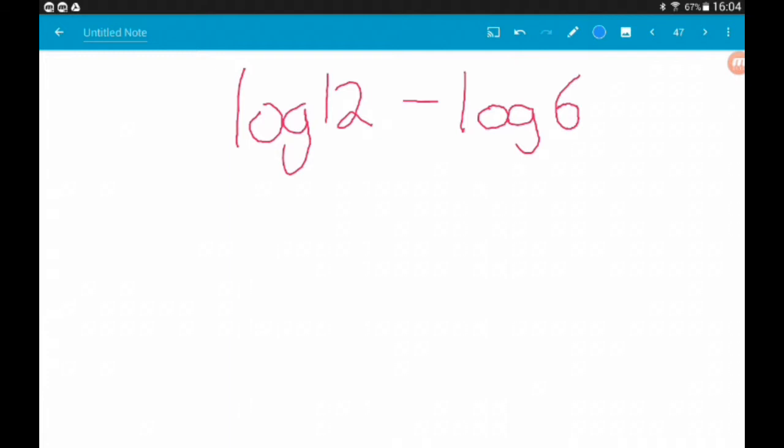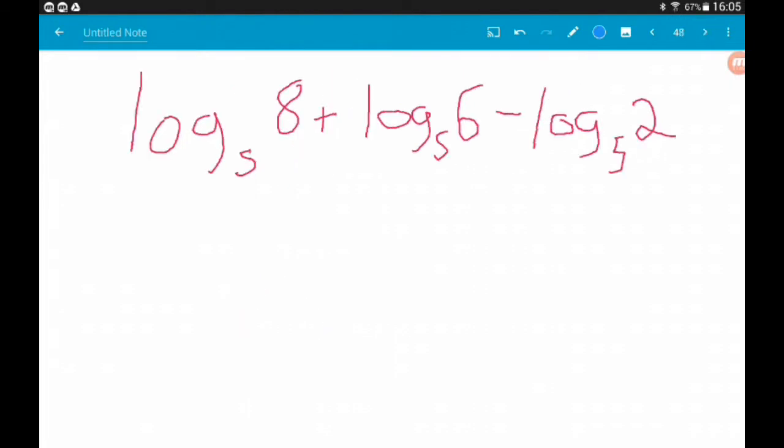Okay, example 3. So this time we're doing log 12 minus log 6. So remember, if ever you see just a log written without a base, it's base 10. But we don't really care for this, we just want to write this as a single log. So with subtraction, we divide 12 by 6, because we've got log 12 minus log 6. So this is going to give us log 2. Good times.